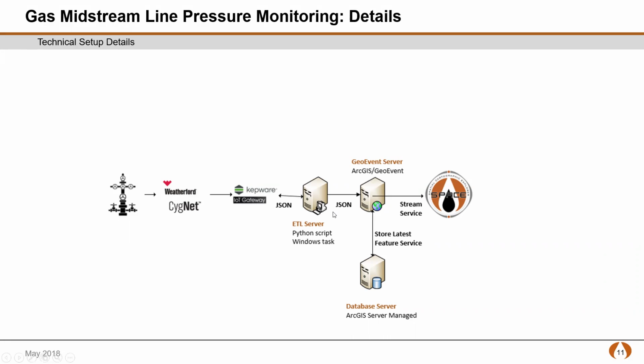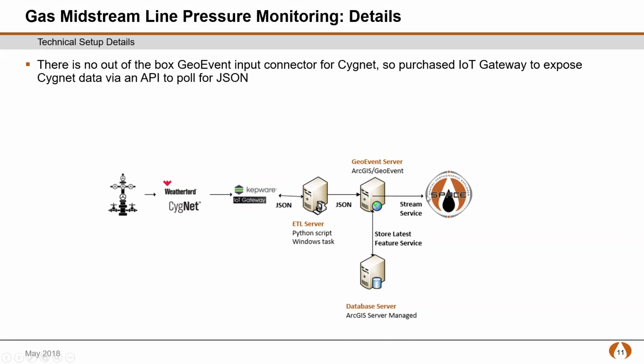And from there, we have an ETL server that pulls this API every 15 minutes to get the latest data, and then passes that to our GeoEvent server, which is here. And the GeoEvent server publishes that data as a stream service, and then it's consumed in our web mapping application. We call it Space. That's kind of our internal branding. And that's kind of what our data flow looks like.